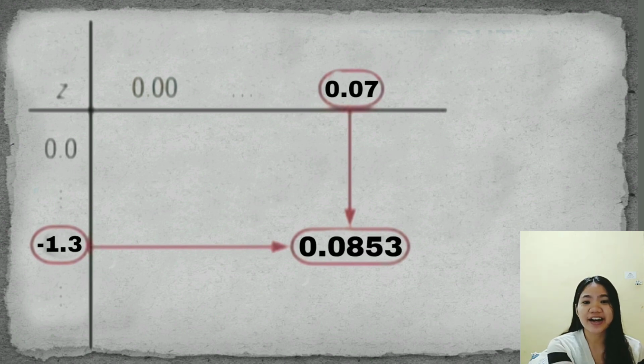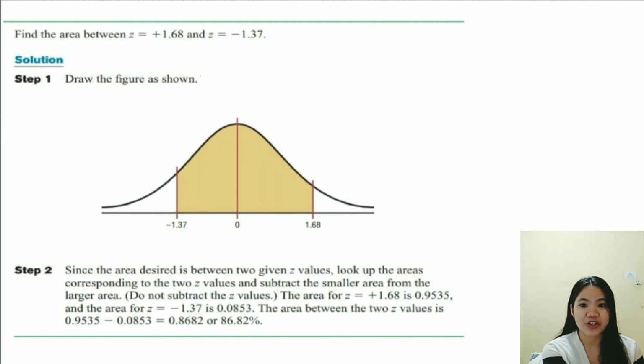Now that we have the areas of the two corresponding z-values, we are going to subtract the smaller area from the larger area. So 0.9535 minus 0.0853 equals 0.8682, or 86.82% of the area is covered by the z-values between positive 1.68 and negative 1.37.